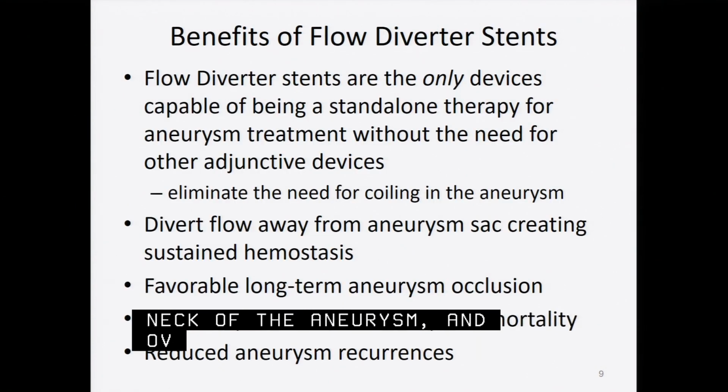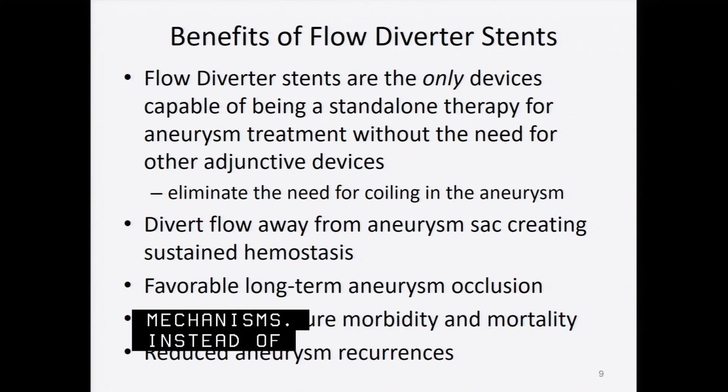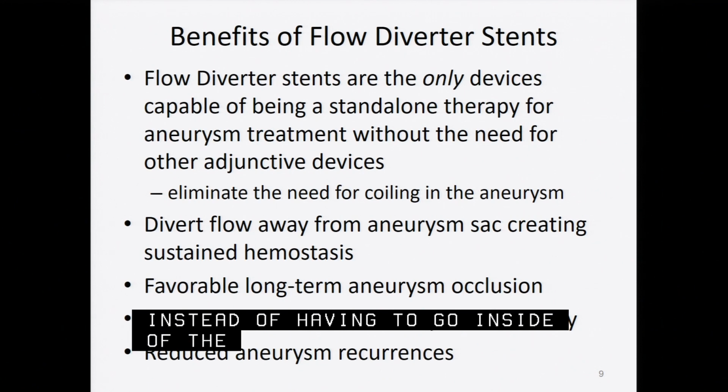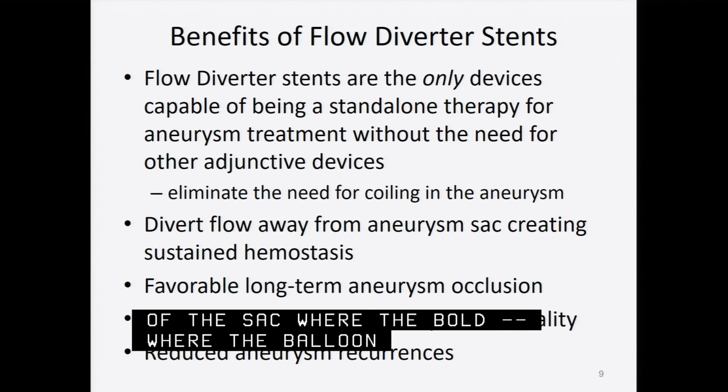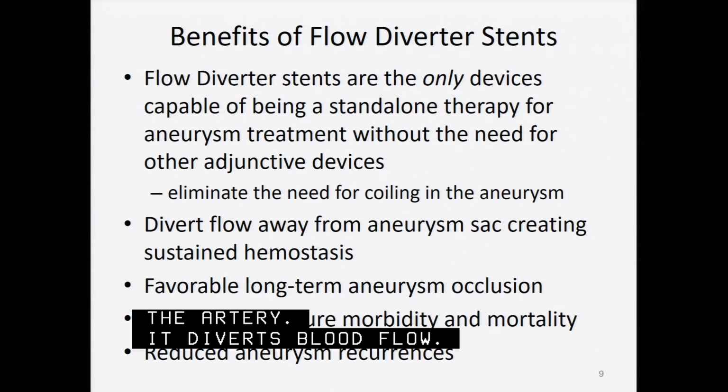So the benefits of flow diverting stents are that they're the only devices capable of being standalone treatment. Instead of having to go inside of the sac, where this thin-walled balloon, which is about ready to burst, is sitting inside of a patient's brain, we're able to place something in the artery itself and it doesn't require entering the sac itself. It diverts blood flow away, creating this hemostasis. It has very favorable long-term aneurysm occlusion rates.